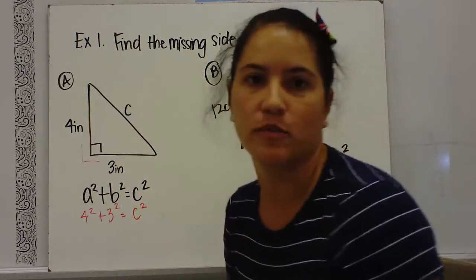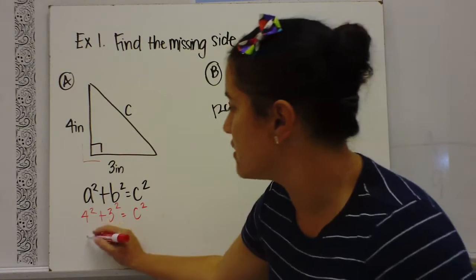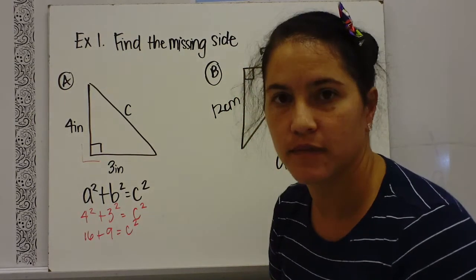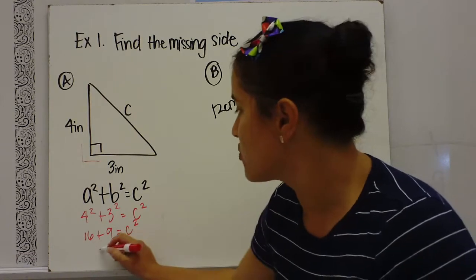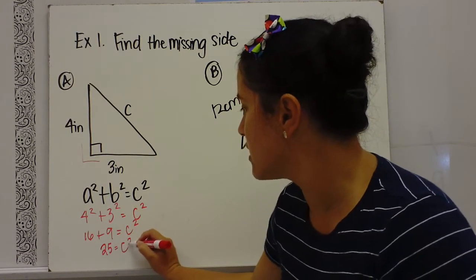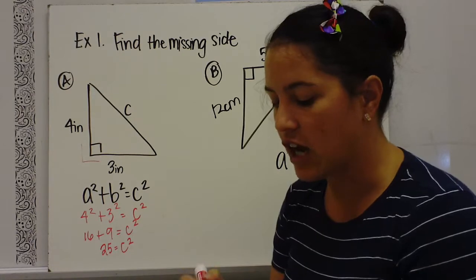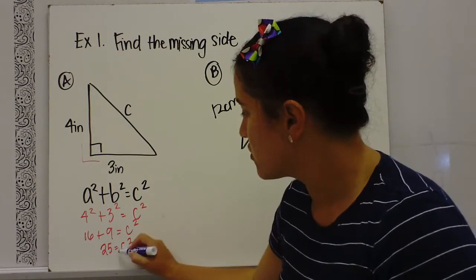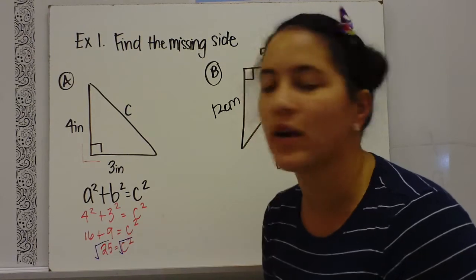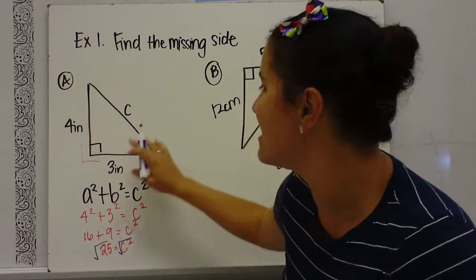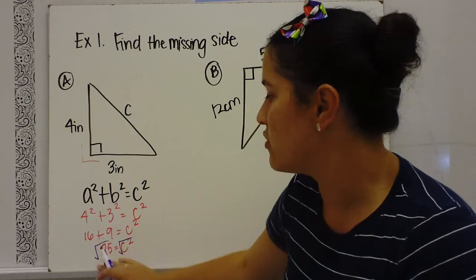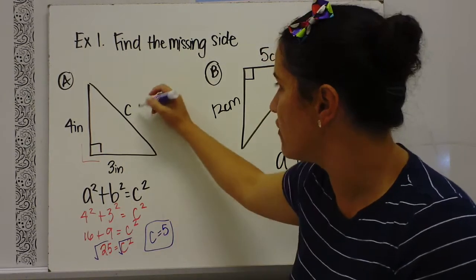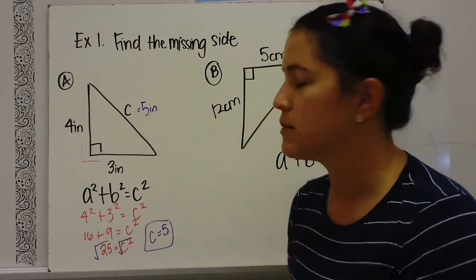And if you need a calculator, you might need one today, but 4 squared is 16 plus 9 equals C squared. And 16 plus 9 is 25 equals C squared. And then to undo a square, you have to take the square root. So we're going to square root both sides because we don't really want C squared, we want C. And then when you take the square root of 25, it's 5. So C equals 5. So 5 inches.